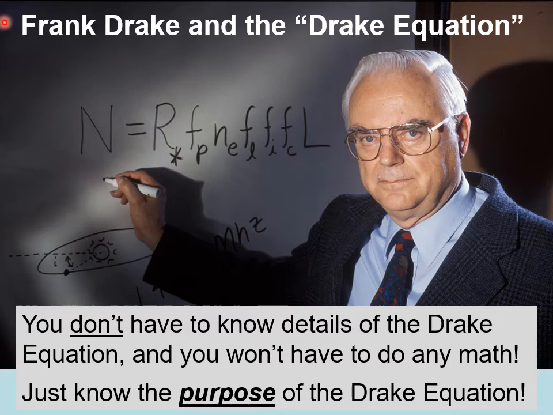So how many of these advanced technological civilizations might be out there in our galaxy? Well, again, this is something we certainly don't know for sure, but we can try to do a rough estimate. This was first done by the astronomer Frank Drake, and his results are what is called the Drake equation, which is shown here.